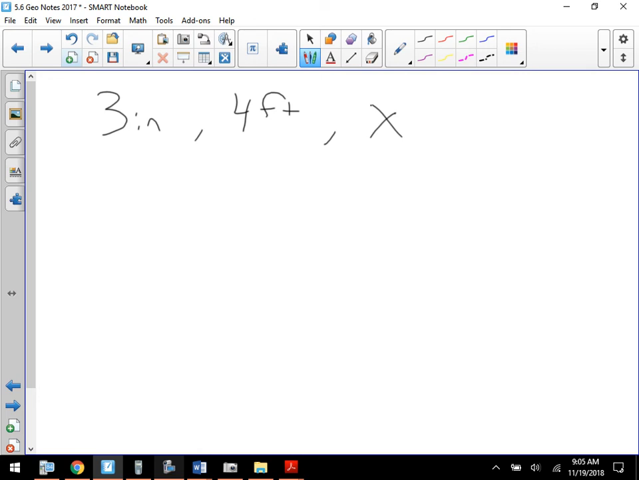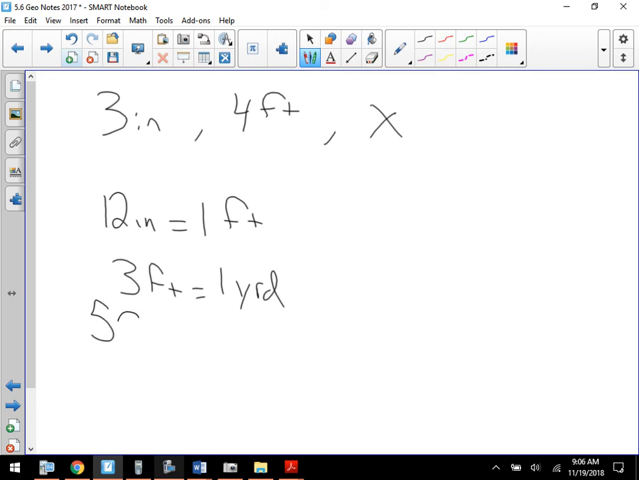So one of the things I want you guys to remember, and you should all know this, how many inches are in a foot? 12 inches. How many feet are in a yard? Something else you need to know. How many feet are in a mile then? No. That's meters. How do you guys not know this?